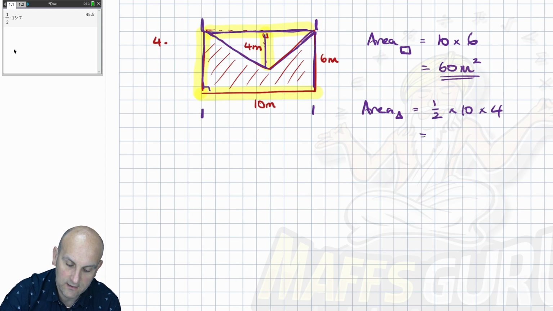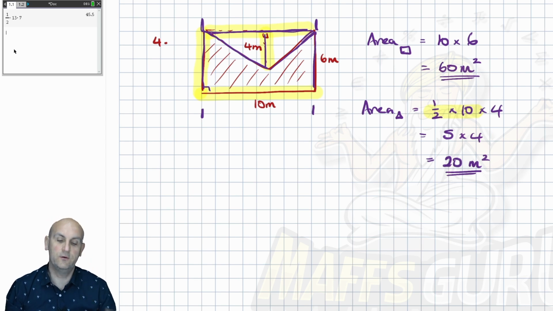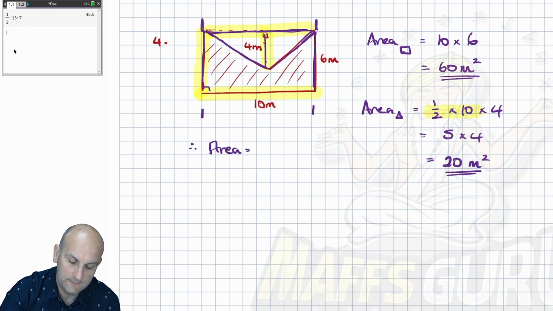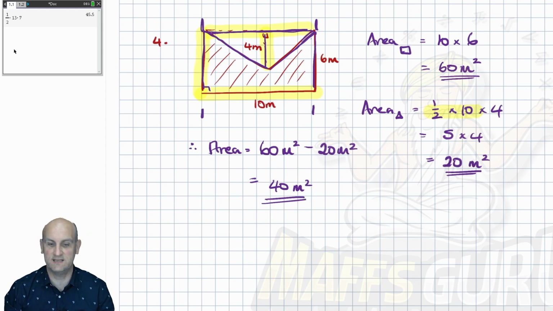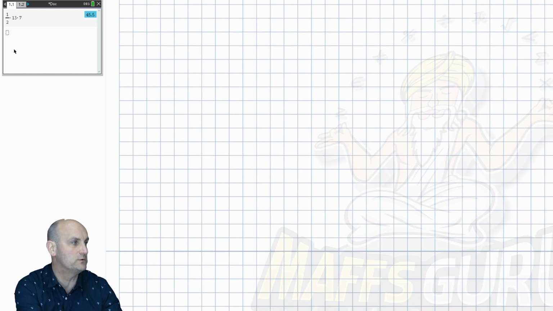I can do these in my head because I know that 1/2 of 10 is 5 times the 4, and 5 times 4 is 20. And don't forget the units, 20 meters squared. Am I done? Nope, because if you remember, we've got to now subtract them because they've cut that rectangle away. So therefore, my area is going to be the bigger one. So 60 meters squared minus 20 meters squared, which gives me 40 meters squared. And all that working out, believe it or not, is required in a maths exam or maths test. I think that's it for there. Right, let's move on to the next section, which is converting units of measurement or area.